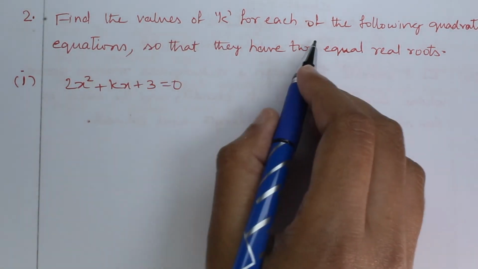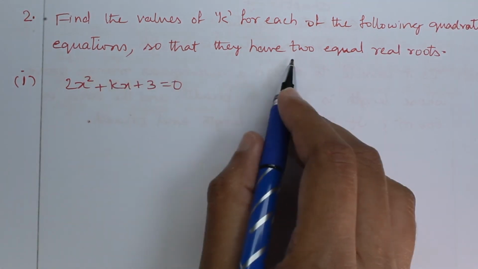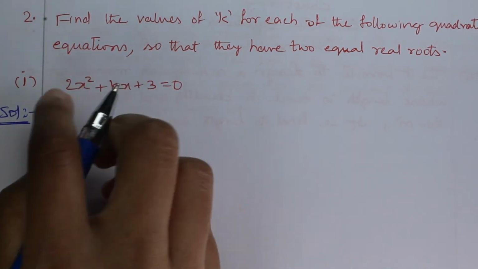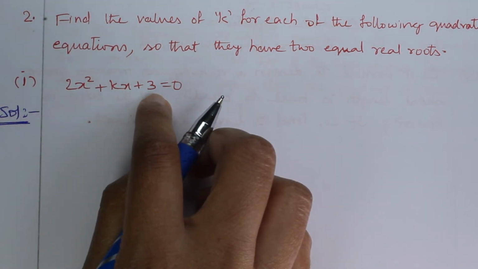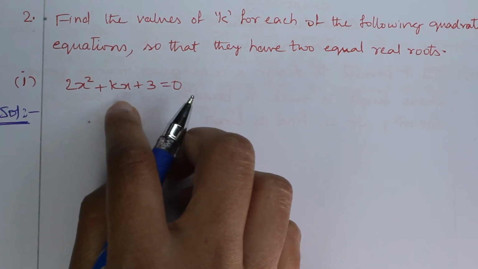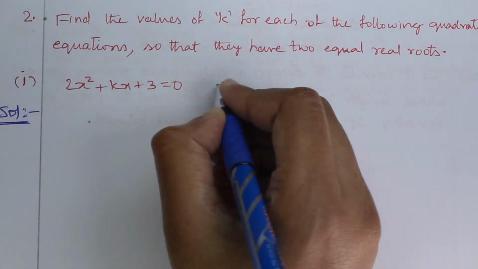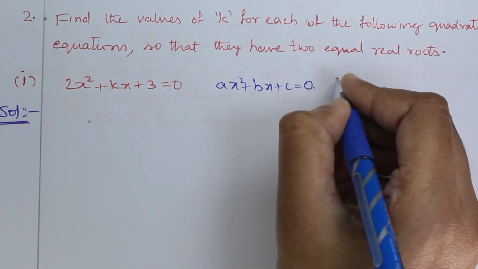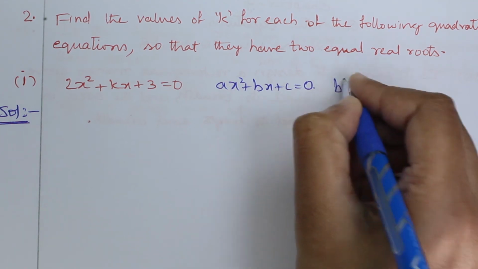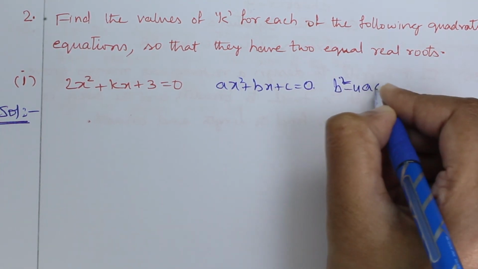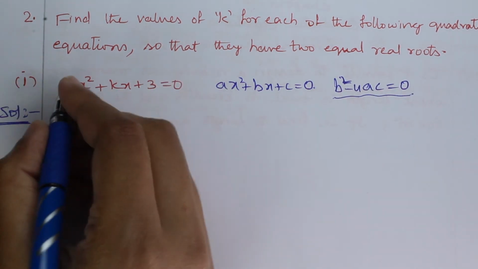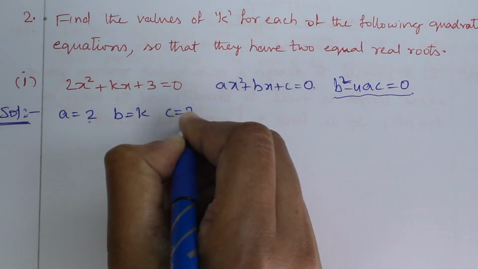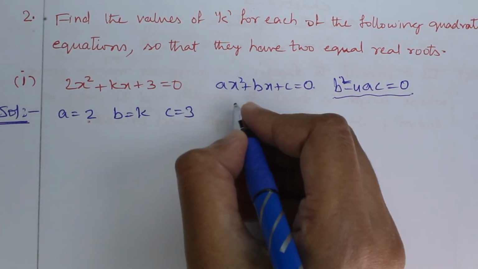Find the values of k for each of the following quadratic equations so that they have two equal real roots. So it is given that this quadratic equation has two equal real roots. So what is the condition for equal real roots? The discriminant becomes 0. If the equation is of the form ax square plus bx plus c is equal to 0, the discriminant will become 0. That is b square minus 4ac is equal to 0. That is the condition. Here the value of a is equal to 2, b is equal to k, c is equal to 3. Now let's calculate the value of b square minus 4ac.